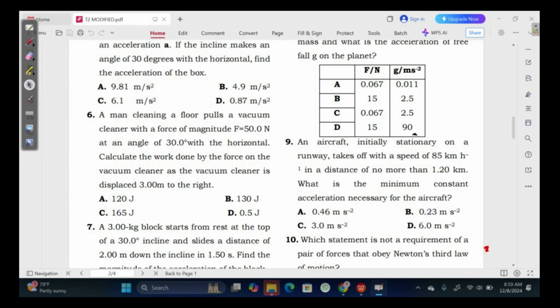A man cleaning a floor pulls a vacuum cleaner with a force of magnitude 50 newtons at an angle of 30 degrees with the horizontal. Calculate the work done by the force on the vacuum cleaner as the vacuum cleaner is displaced 3.0 meters to the right.